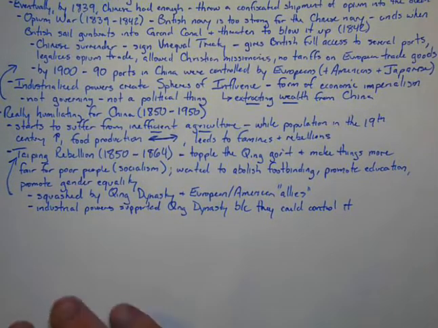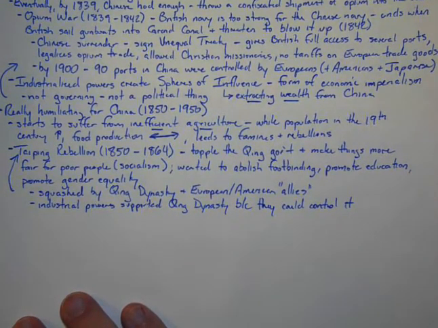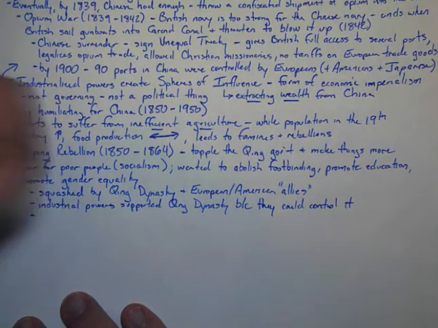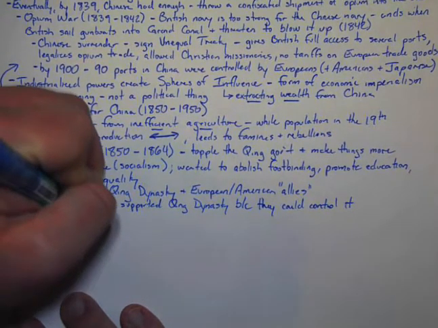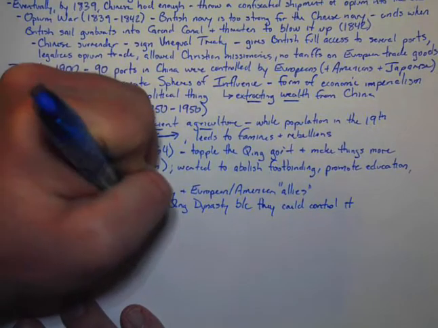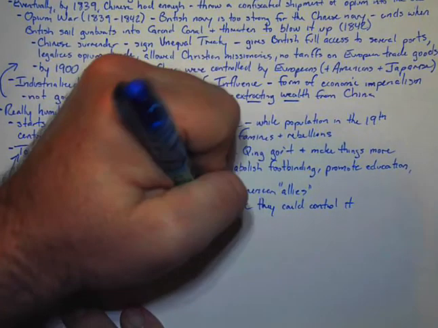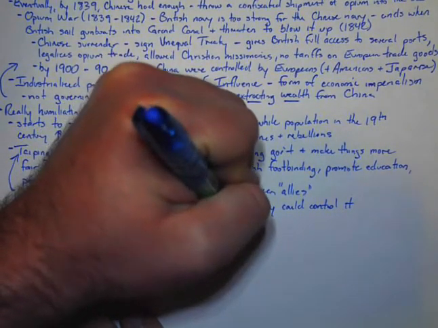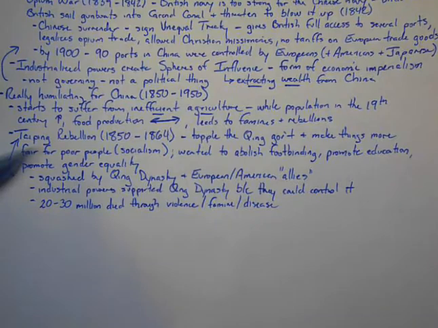Now, the Taiping Rebellion was 14 years long. It was a long rebellion, and it was exceedingly devastating. Over the course of the Taiping Rebellion, 20 to 30 million people died through violence or famine or disease. So about as many people died in the Taiping Rebellion as died during the Black Death. So this was just as devastating to China as the Black Death was.